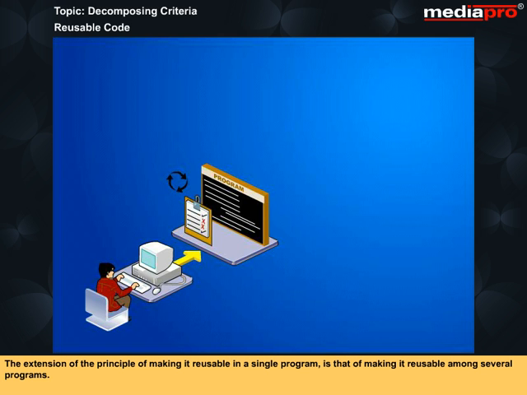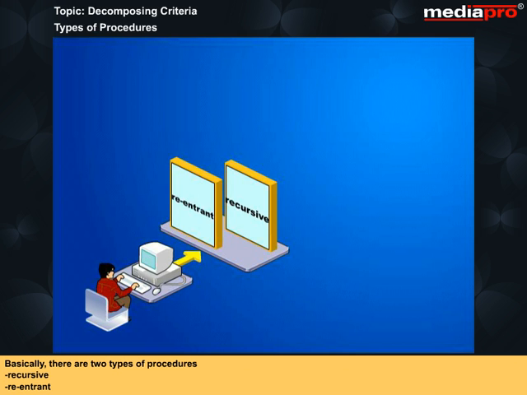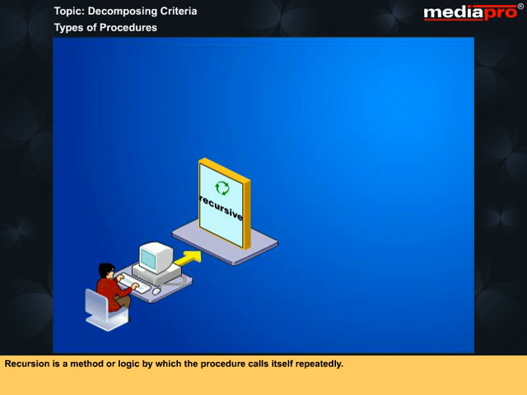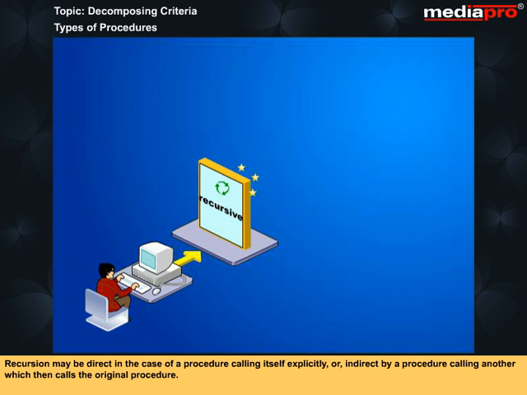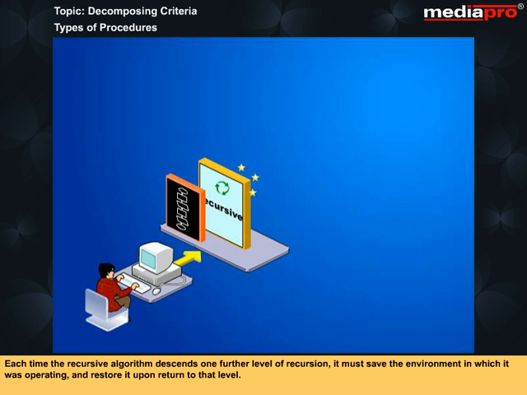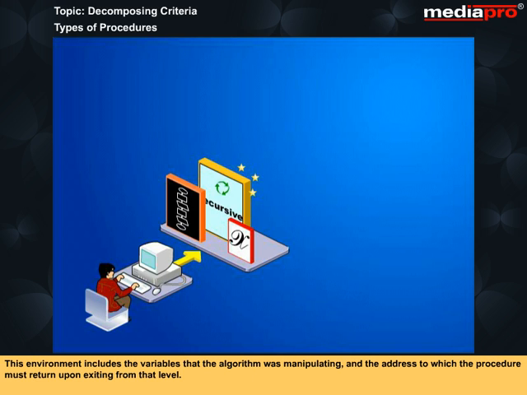Basically, there are two types of procedures, recursive and reentrant. Recursion is a method or logic by which the procedure calls itself repeatedly. Recursion may be direct in the case of a procedure calling itself explicitly, or indirect by a procedure calling another, which then calls the original procedure. Each time the recursive algorithm descends one further level of recursion, it must save the environment in which it was operating and restore it upon return to that level. This environment includes the variables that the algorithm was manipulating and the address to which the procedure must return upon exiting from that level.